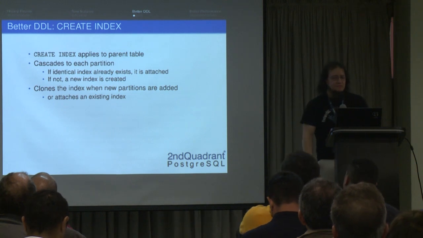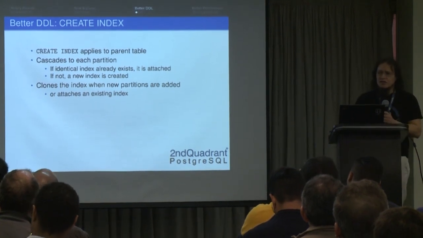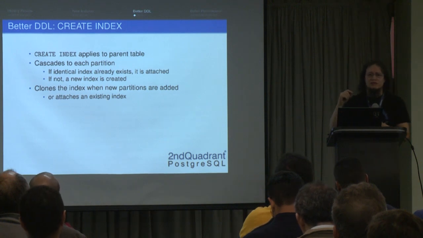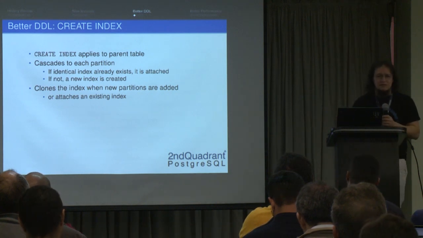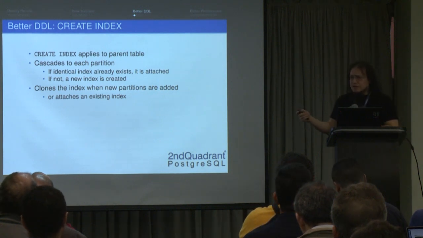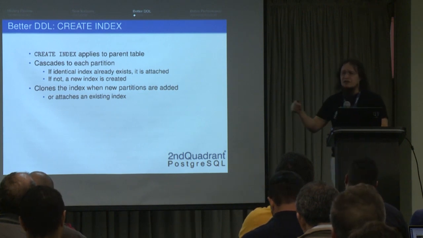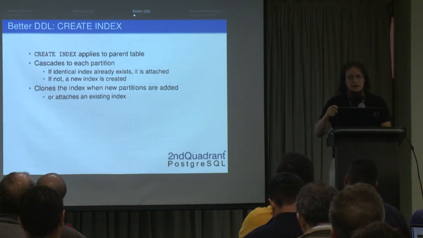So create index, I think this is the most interesting one of the set, because it means you can create your index on the partition table, on the parent, and then it will work everywhere without having to do anything else. This is very, very nice. Whenever you create an index on a partition table, it is going to cascade to all the partitions that exist. Now, if some partitions already have an identical index, then the system will grab that index and attach it to your partition index.